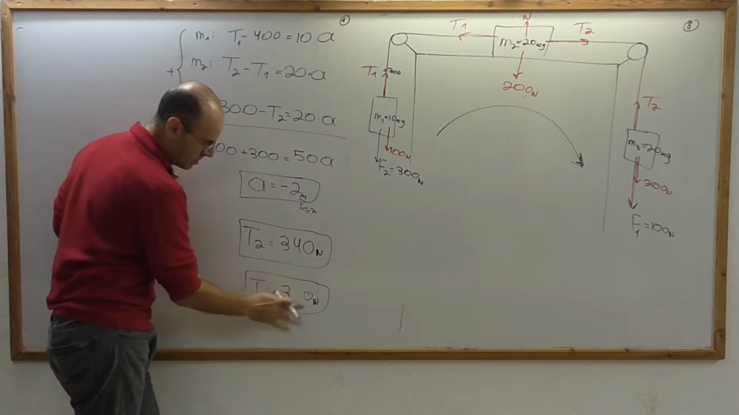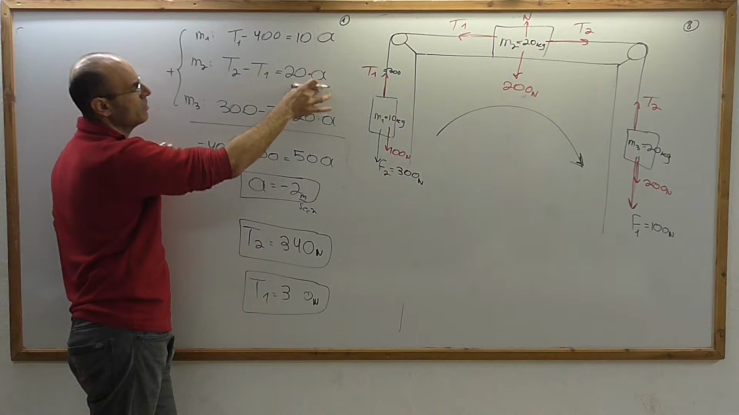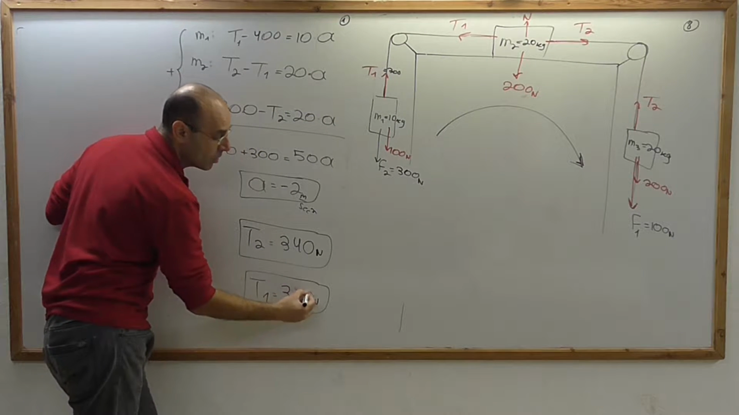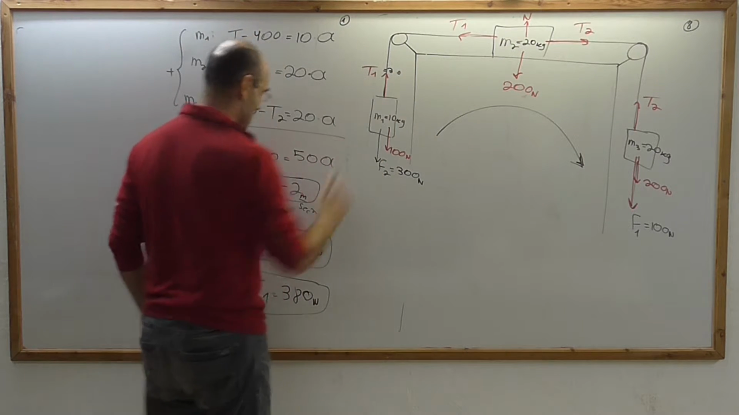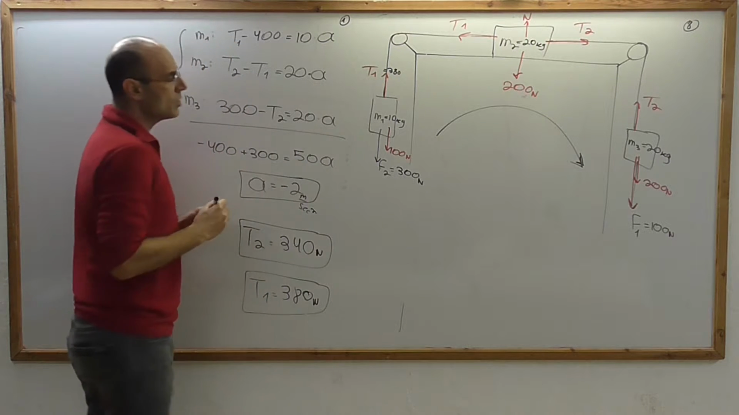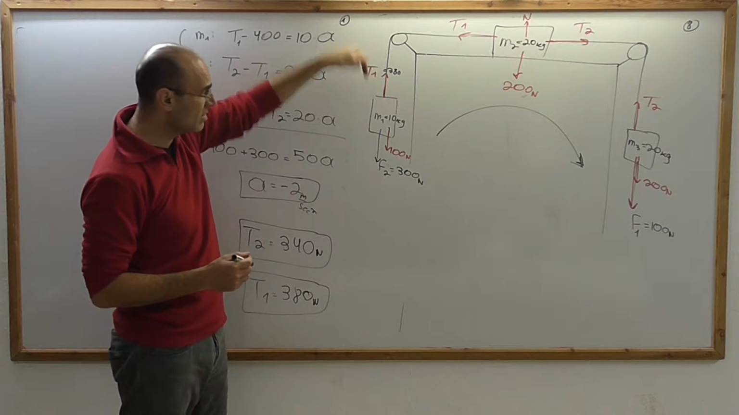This is not right. 3 T2. This is 340. This is minus 40, 380. Okay, it's a good way to check. So let's see now if it's okay. T1 is 380. So it's 400 here, 380 there. So it's really 20 here.